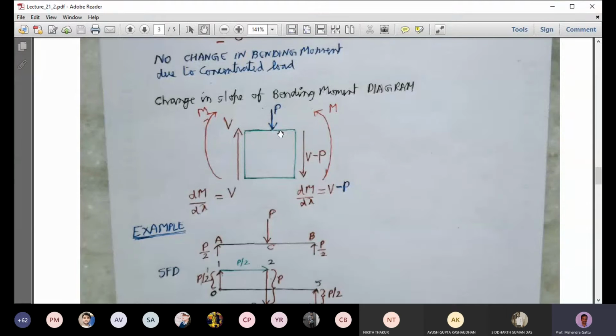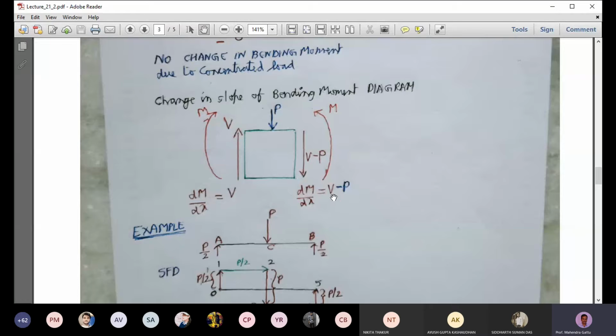So this is our free body diagram. Here at the left section we have shear force V. We already have the relation between shear force and bending moment: dM by dx is equal to V. So at the left section, dM by dx is V. On the right part of the section, we can again use that relationship: dM by dx will be equal to V minus P. So the slope of the bending moment is V on the left, and just to the right of the applied load, the slope is V minus P.